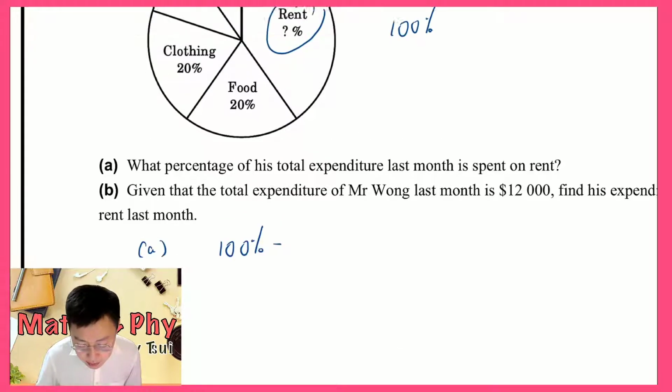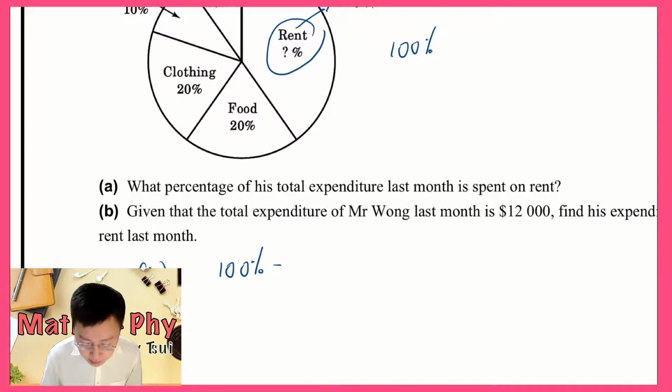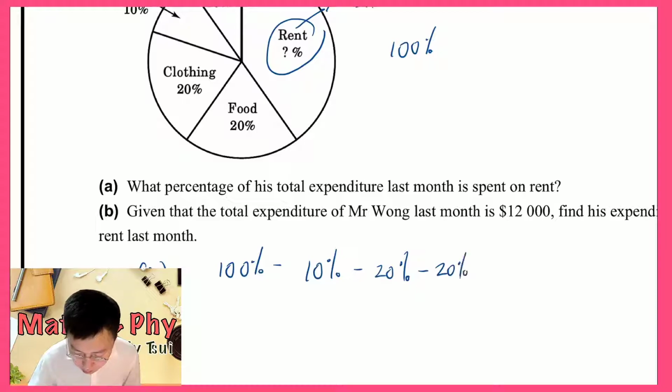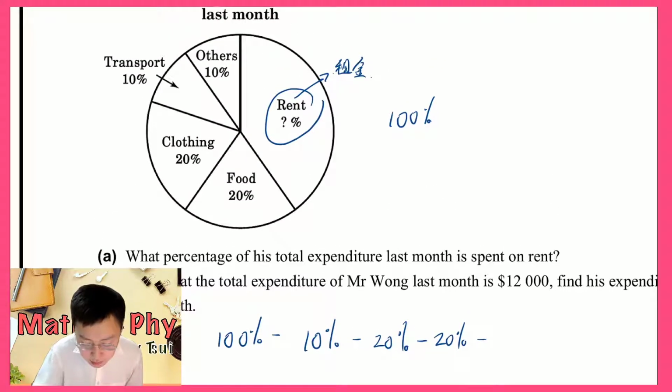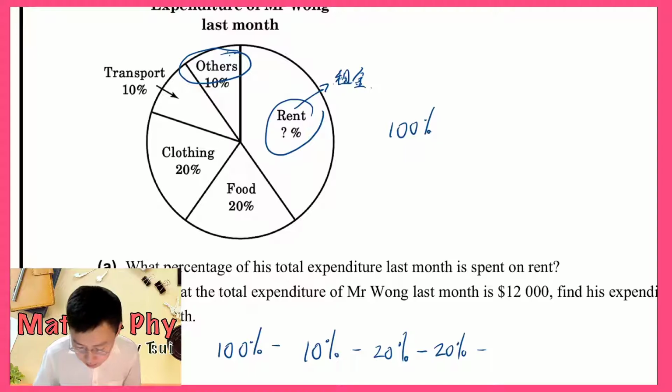And then for the others, for example, transport is 10%. Clothing is 20%. Food is 20% as well. And one item that is named others, maybe some snack or the telephone fee. I don't know, something that's the expenditure of Mr. Wong. That is, the others is also 10%.